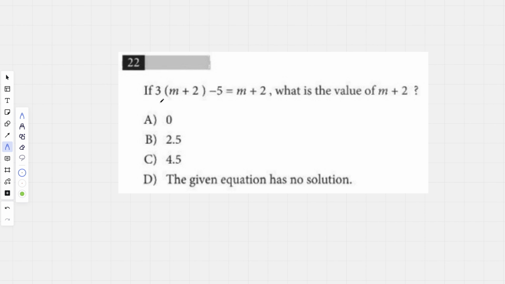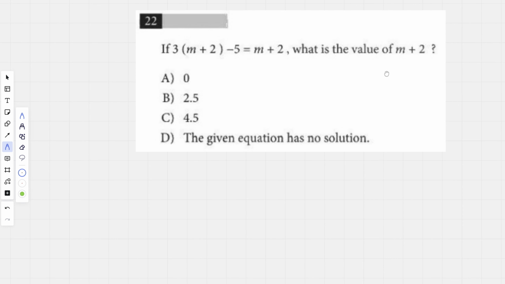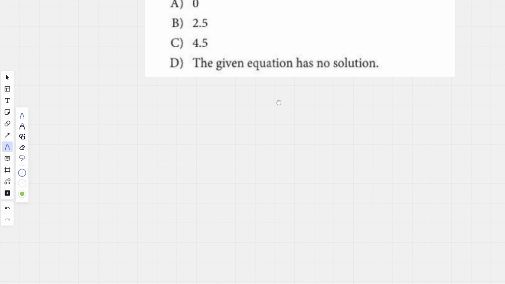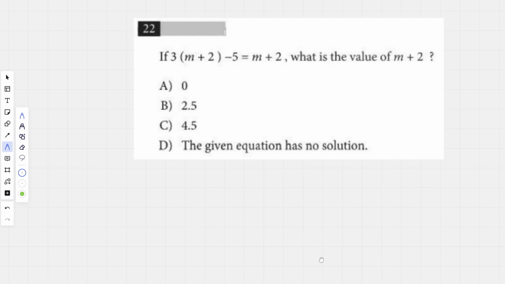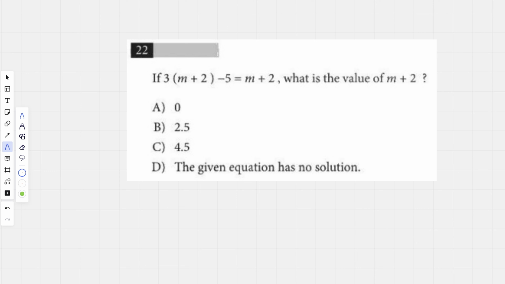If 3 times n plus 2 minus 5 equals n plus 2, what is the value of n plus 2? Okay, well, the first thing I'm going to want to do, let me just try to simplify this question a little bit further. So what I'm going to do is try to distribute. So I'm going to get 3n plus 6 minus 5 equals n plus 2. And guys, while I'm doing it, I want you to pause the video and try to solve it yourselves, and then unpause to see if we get the same answer.